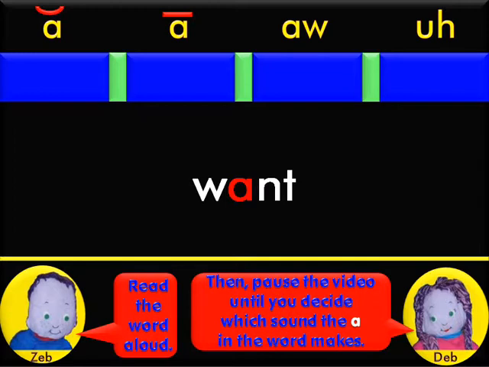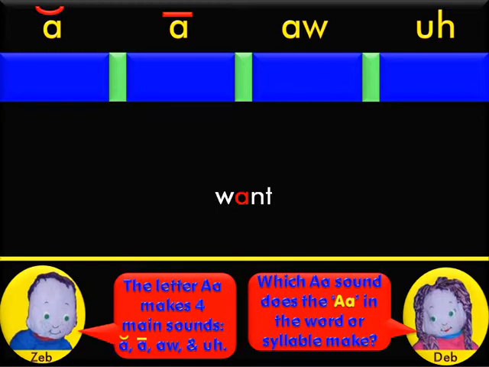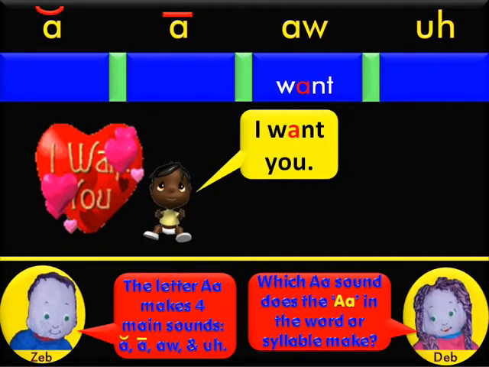Repeat after me. Want. Which slot does it float into? Pause the video until you figure it out. Read the word with me. Want. Which slot does it float into? Did you get it right? Well, good. Now notice our baby saying, "I want you." Or perhaps your Valentine will say, "I want you."